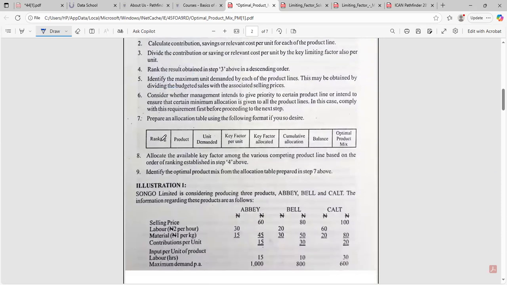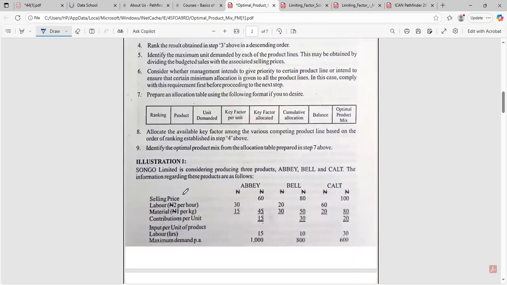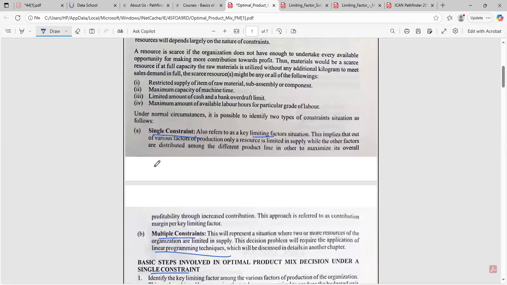Now, this material has given us 9 steps: the basic steps involved in an optimal mix decision under a single constraint. I don't care what the 9th step is. In fact, I don't care about reading it. I'm going to give you my own steps. Step number 1, I will not come back, so if you know you are writing, keep writing.